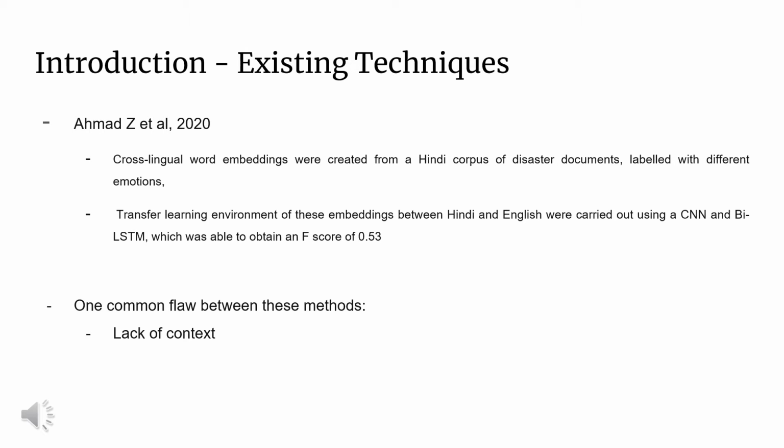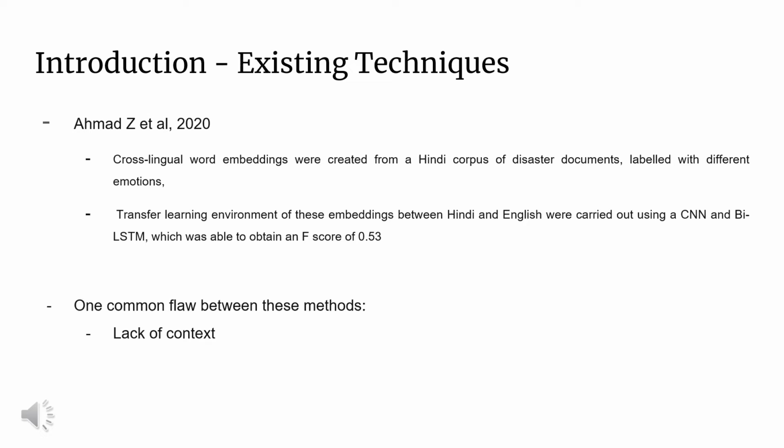The most recent technique is in 2020, where cross-lingual word embeddings were created from a Hindi corpus of disaster documents labeled with different emotions, and a transfer learning environment of these embeddings between Hindi and English was carried out using a CNN and a BiLSTM, which obtained an F-score of 0.53.